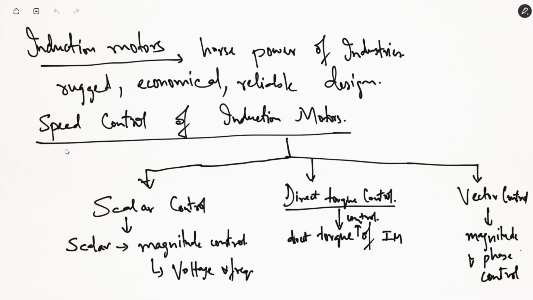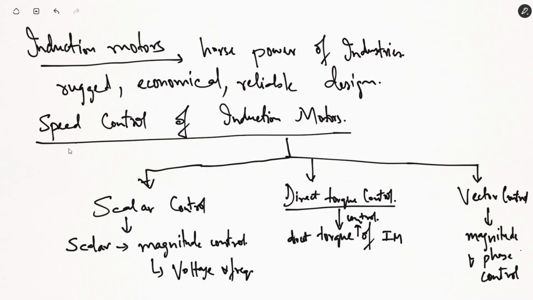Speed control strategies: the scalar control, the direct torque control, and the vector control. In scalar control, we'll be simply dealing with the magnitude control of voltage, frequency, current, or poles. Fine. And accordingly, control of speed can be achieved. In vector control, we'll be dealing with both magnitude as well as phase control, and accordingly, speed, position, and torque control will be achieved. What will be the advantage of vector control or scalar control strategy, that will be discussed later on.